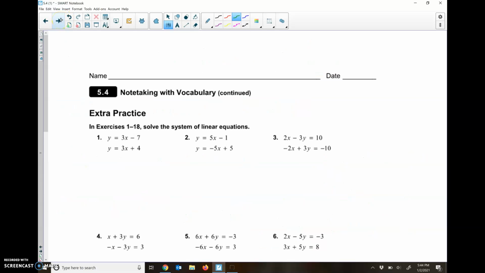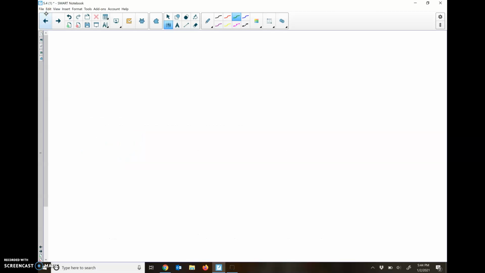Okay, so here for number 1, we have y equals 3x minus 7 and y equals 3x plus 4. Okay, y's, they're the same, check. X's, they're the same, 3x and 3x, check. But our numbers are different. Our numbers are a negative 7 for the top one and a positive 4 for the bottom one. Well, that's a little different then.